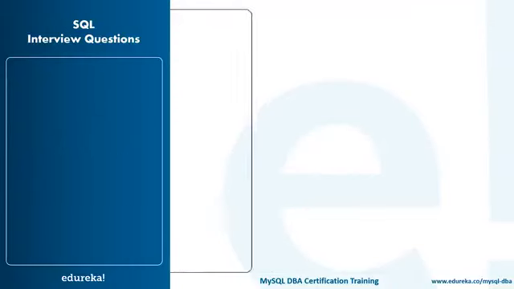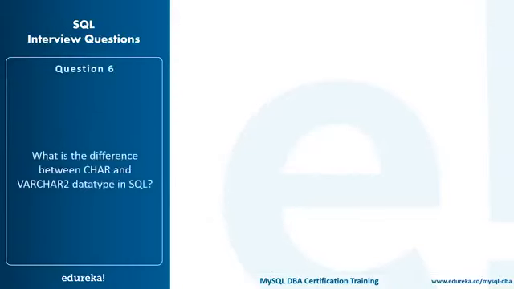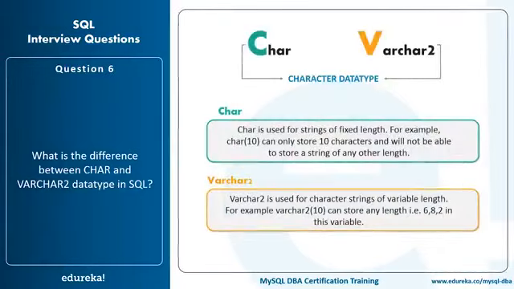Now moving on to our next question, that is, what is the difference between char and varchar2 data type in SQL? This is one of the most confusing questions generally asked in interviews, since people get confused between what is char and what is varchar data type. Both char and varchar2 are used for the character data type, but varchar2 is used for character strings of variable length, whereas char is used for strings of fixed length. So whenever you have strings of fixed length, you use the char data type, and whenever you have strings of variable length, you can use the varchar2 data type.